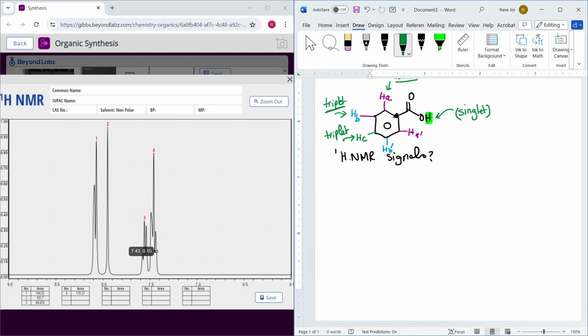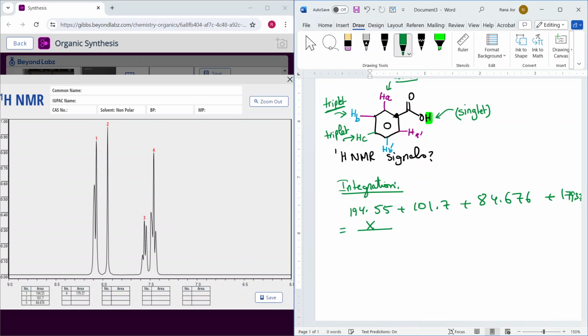So let me show you how to do the integration. Again, you don't have to submit the answer for the integration, but the integration is a must just to match the spectrum with your answer. With the integration, you are going to add all the areas together. So I have 194.55 plus 101.7 plus 84.676 plus 179.37, and simply you're going to get an answer.